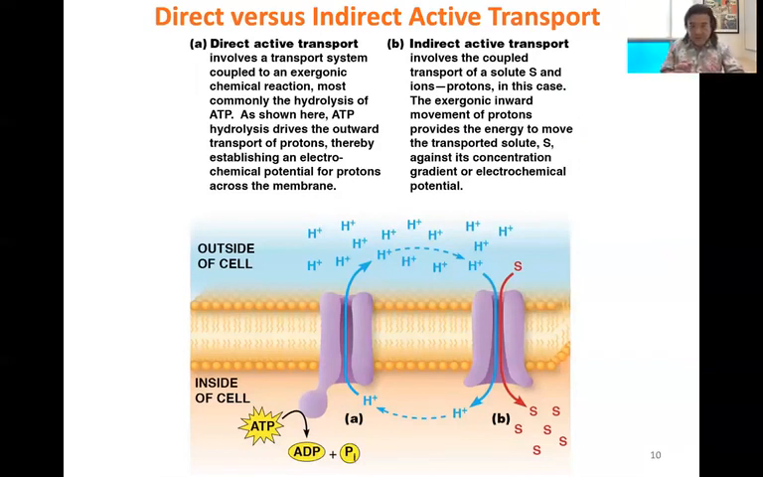Active transport, right, requires energy, but it doesn't necessarily mean that that energy is in the form of something directly binding to a protein and forcing it to change shape. It can, and of course it often does, but it doesn't necessarily mean that proteins are designed that way. Right? So this is a comparison of direct versus indirect active transport.